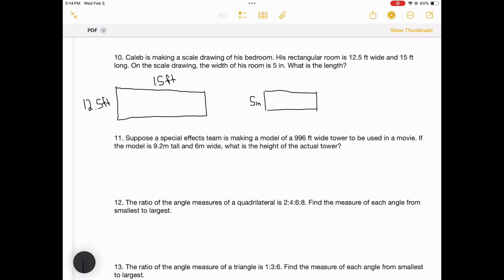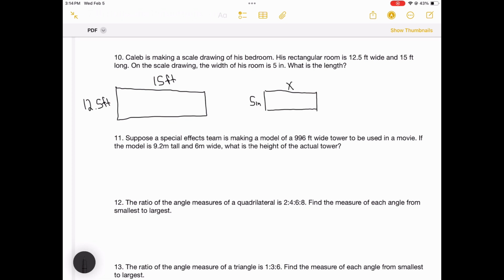Okay. And then it's going to ask you, what is the length? Well, it is going to be X. Okay. So that's going to be X. And now we need to set up a proportion and solve for this.